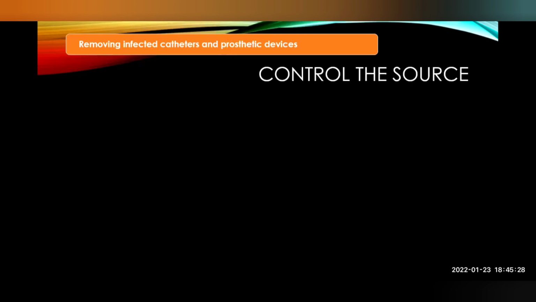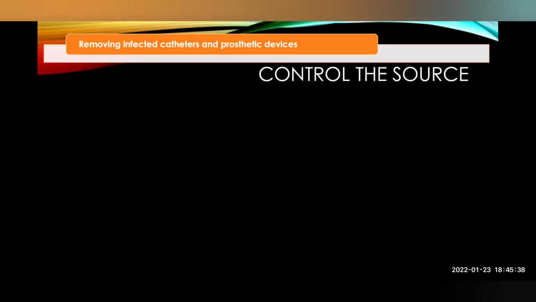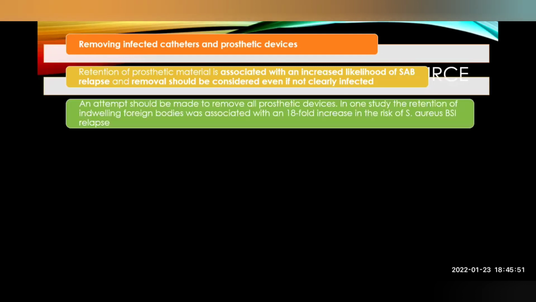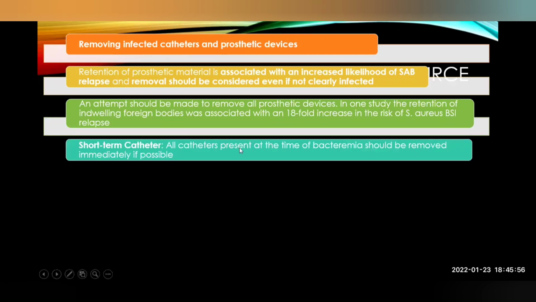Controlling the source is very, very important. Controlling the source in this case, as I have discussed, is the adequate removal of the pus. Now the patients may have catheters in place. In that situation, you will have to ensure that it is removed, because any prosthetic material will increase the likelihood of SAB relapse and hence should be removed even though it is not clearly infected. There is a study which has shown that there is an 18-fold increase in Staphylococcus aureus BSI relapse if this prosthetic device is not removed.